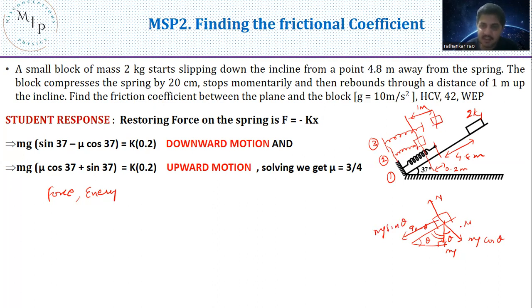After doing this, now let me write the force equations. Normal force is equal to mg cos theta. It's balanced by it. And then the frictional force here is given by mu times N. Now the block is coming downwards, so the net force acting on the block is mg sin theta minus mu times N. This is my net force. Why mu times N? Frictional force. This should be equal to ma.